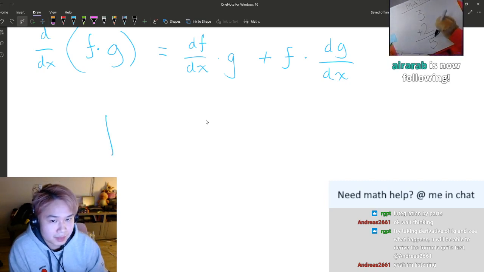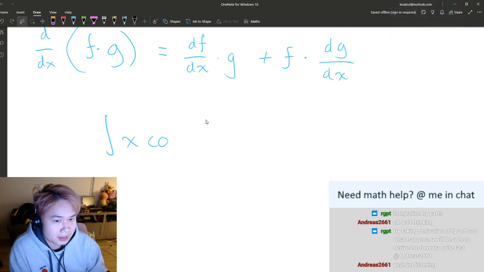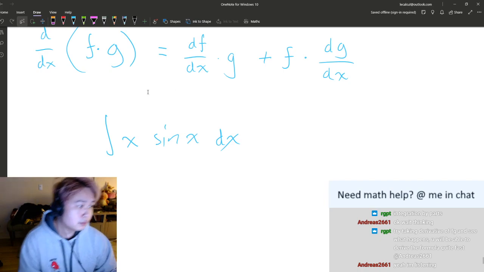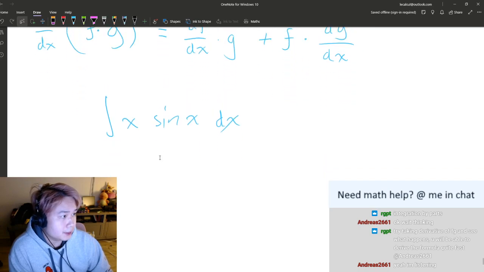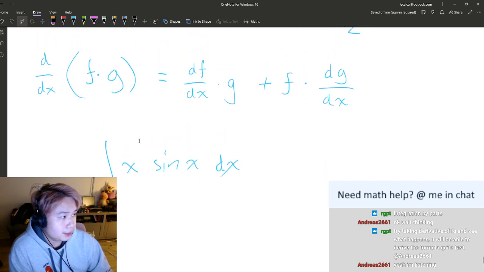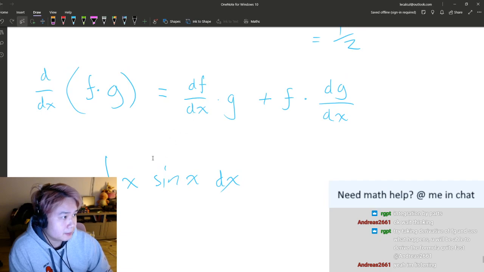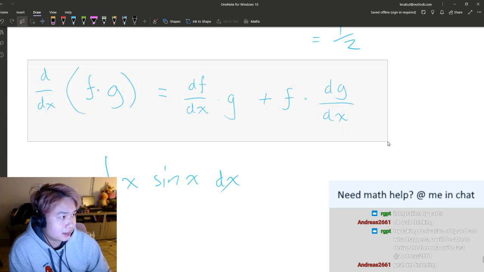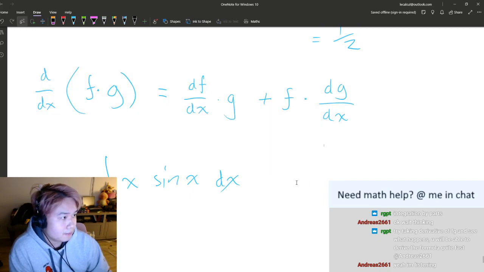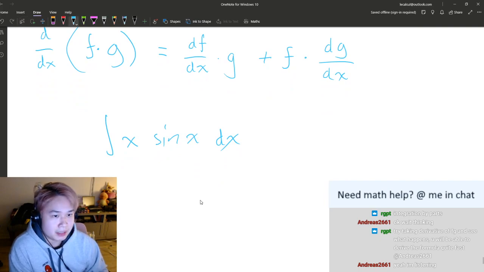So for example, let's say that you want to integrate, I don't know, something like this. Actually, let's use sine. It doesn't really matter. Now, there's not really a clear way to do this as it stands. So what we basically do is we try to use this. And here's what I mean.